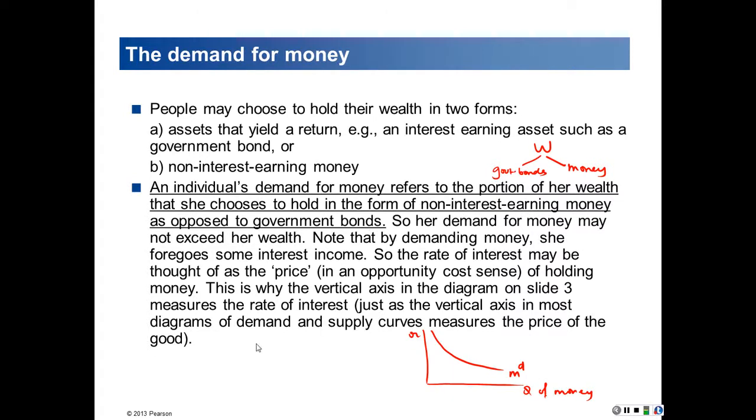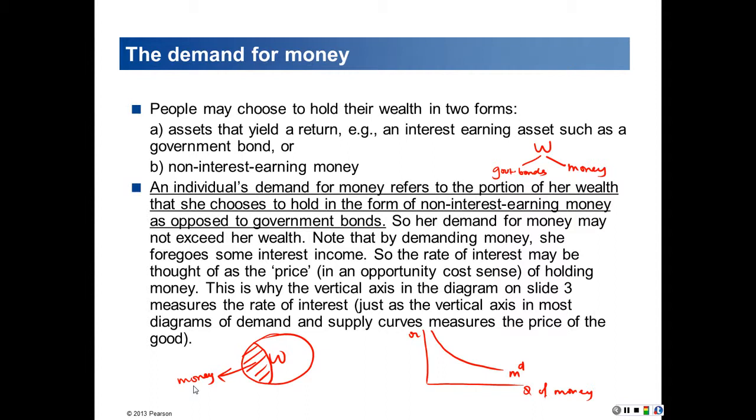In other words, if W is her wealth, then her demand for money is going to be the part of her wealth that she chooses to hold in the form of money. So right away then, a person's demand for money can never exceed her wealth. Is that correct, Mac? What she can do at most is convert all her wealth into money and hold no bonds.